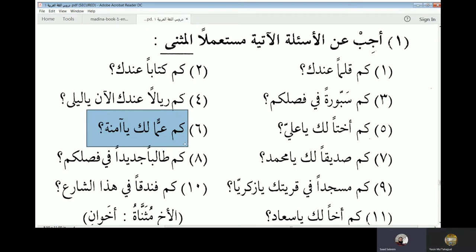Kam ammin laka, ya Amina, and that asks how many uncles you have, O Amina. For a male you will say laka, and for a female you will say laki. Kam amman laki, ya Amina? How many uncles do you have, O Amina? Li ammani. Li ammani.